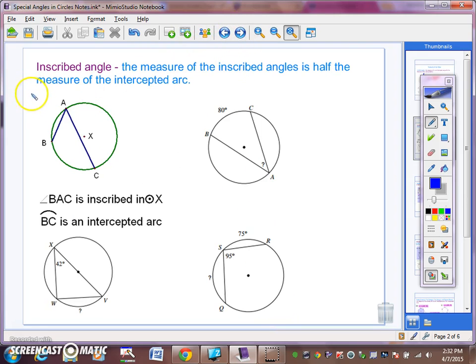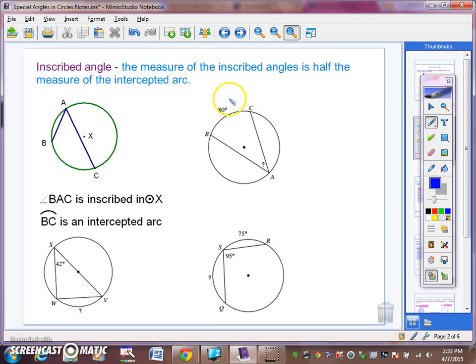Our next angle is called an inscribed angle. The measure of the inscribed angle is half the measure of the intercepted arc. So in my drawing here, I have angle BAC. That is my inscribed angle. It's inscribed because the vertex is on the circle. And BC is my intercepted arc. So I'm going to take that arc measure, half it, and that's going to be my angle measure.